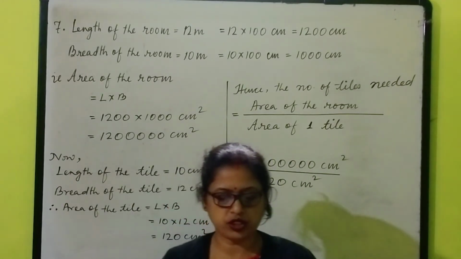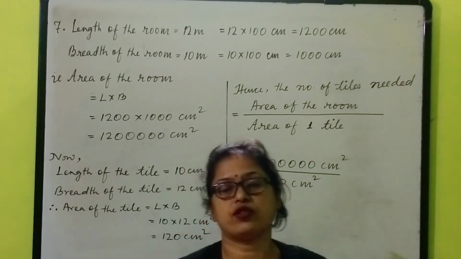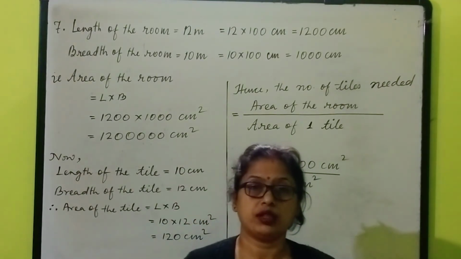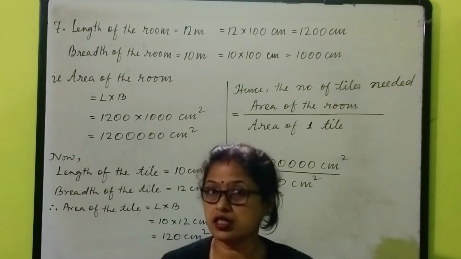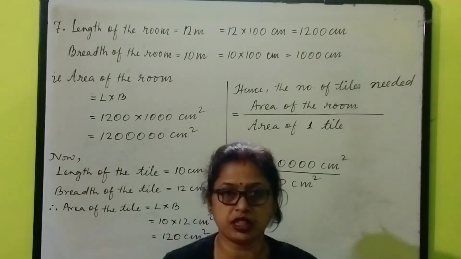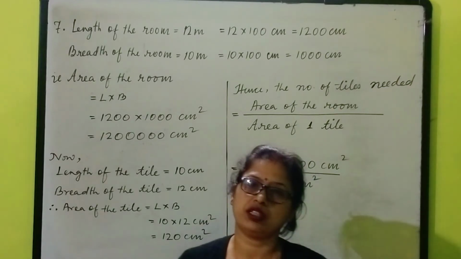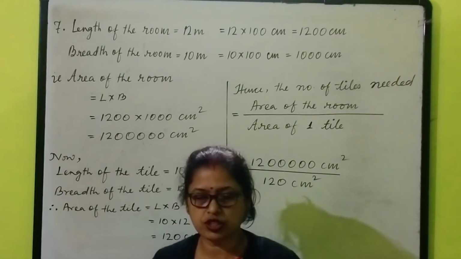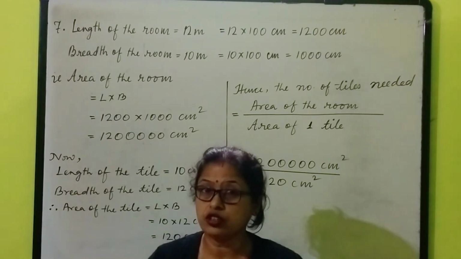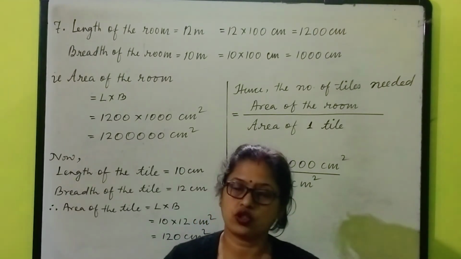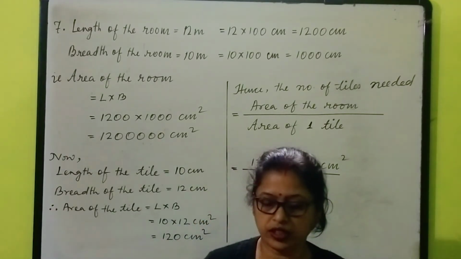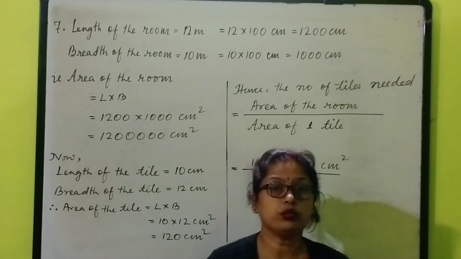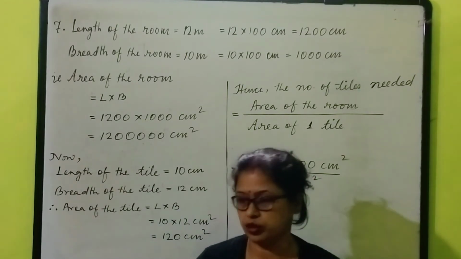Now, from the dimensions of the room and the tile, let us find out their area. But the problem is, the room has the dimension in meter, but the tile has the dimension in centimeter. So we have to put them in the same unit. Either the dimension of the room is changed from meter to centimeter, or the dimension of the tile is changed from centimeter to meter. It will be easy to calculate the dimension of the room in centimeter. Okay.